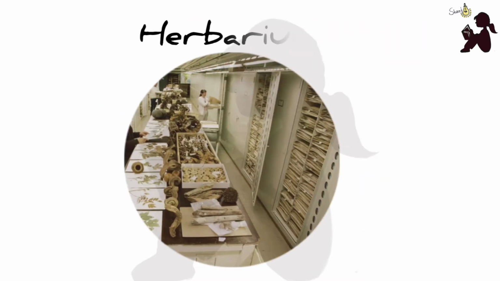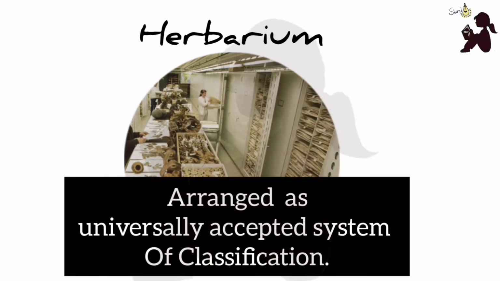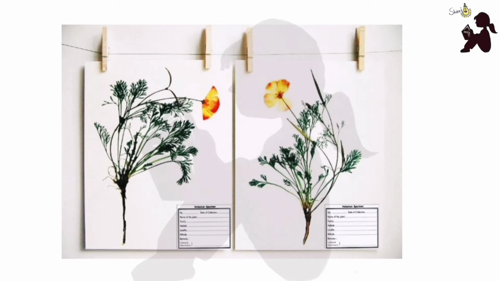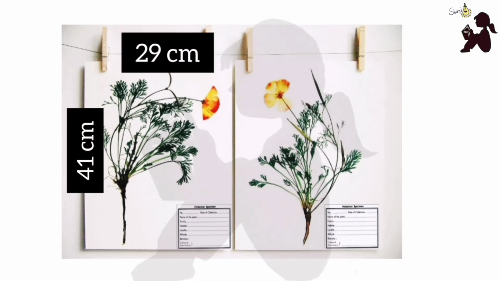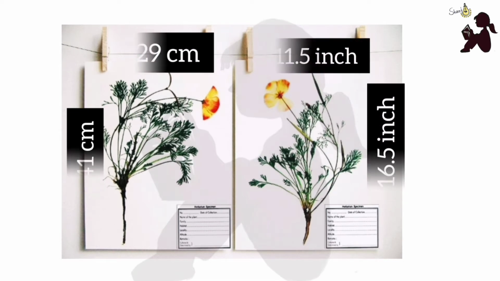First is herbarium. Herbarium is a storehouse for collected plant specimens that are dried, pressed and preserved on sheets. These are arranged as per a universally accepted system of classification. The standard size of a herbarium sheet is 41 cm by 29 cm or 11.5 inch by 16.5 inch.